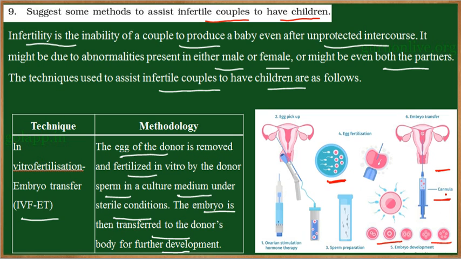So here the egg can be collected from a donor or from the mother, and the same thing with the sperm. Either it can be collected from the donor or from the father. The fertilization occurs in the petri dish under controlled condition. Embryos are allowed to form and then transferred either into a surrogate mother or into the couple.